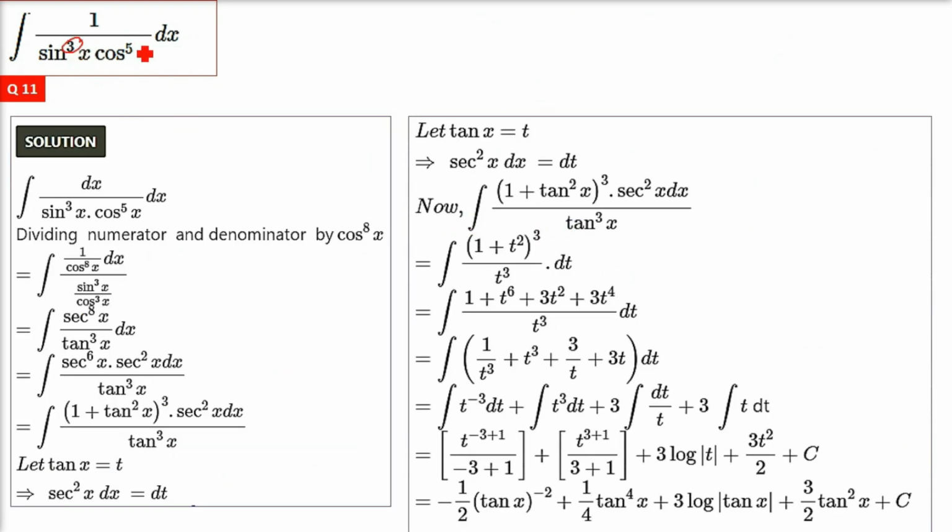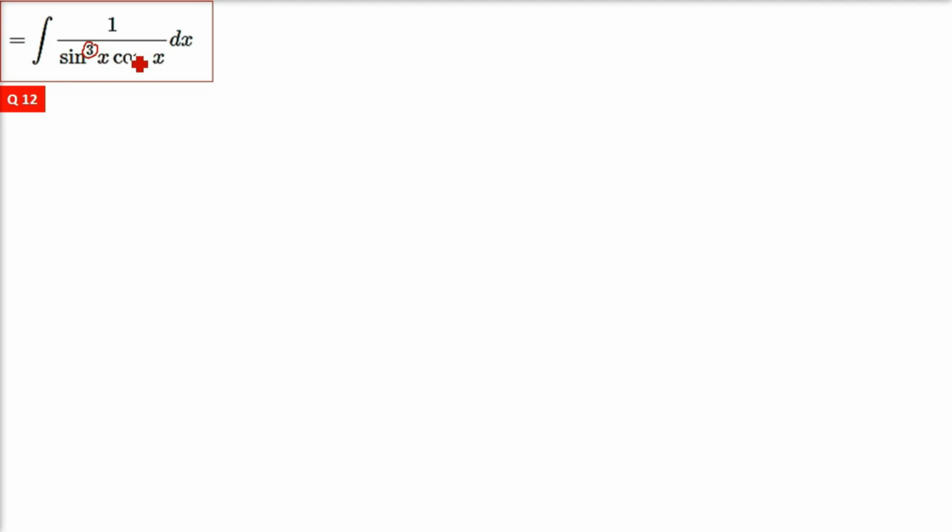Okay, you have to tell the examiner dividing numerator and denominator by cos⁸x. This cos⁸x has come from the power addition of 3 and 5. So wherever there is sine and cos, always try to change it into tan, sec or cosec, cot formation. Now this is power sine³x and cos¹x. So 3 plus 1 is 4. So you are going to divide the numerator and denominator by, now you tell me, you have to divide it by cos⁴x or sine⁴x.